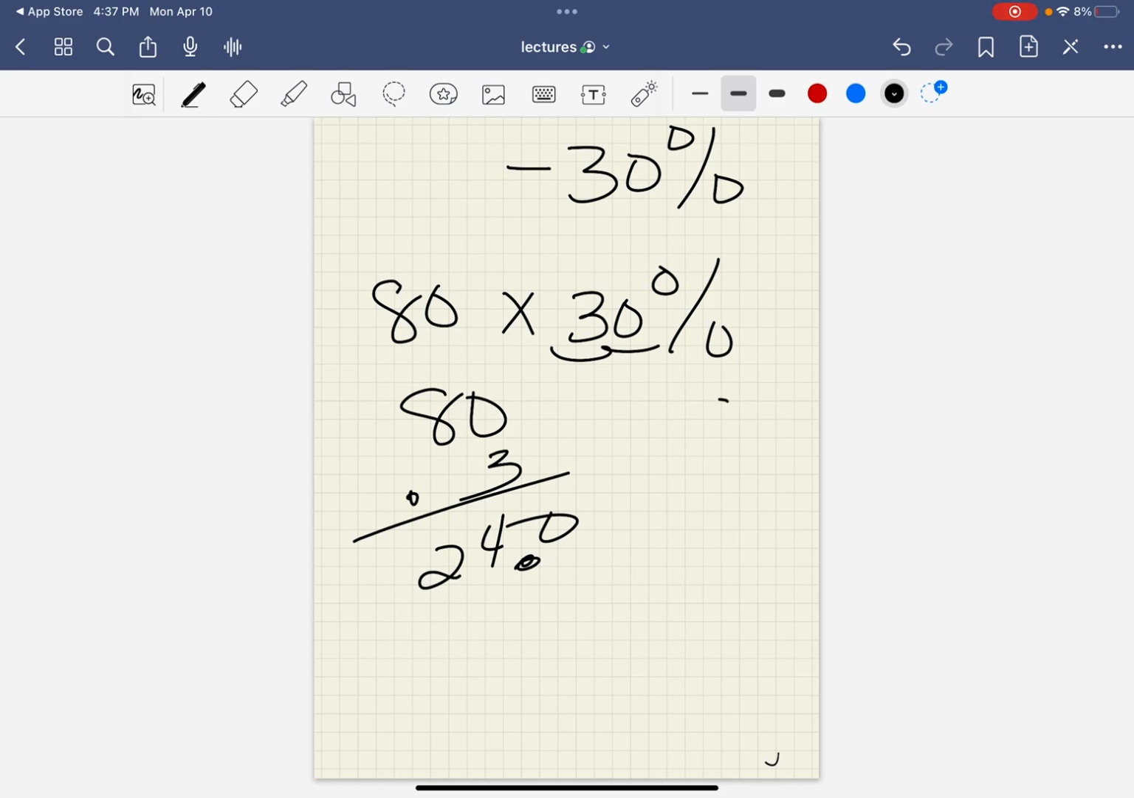So that would be $24 that it's marked down. So you started with an $80 coat. It's on sale for $24 off. So that means that the sale price is $56. Okay, so that's if you just find out what the markdown is and then subtract it.